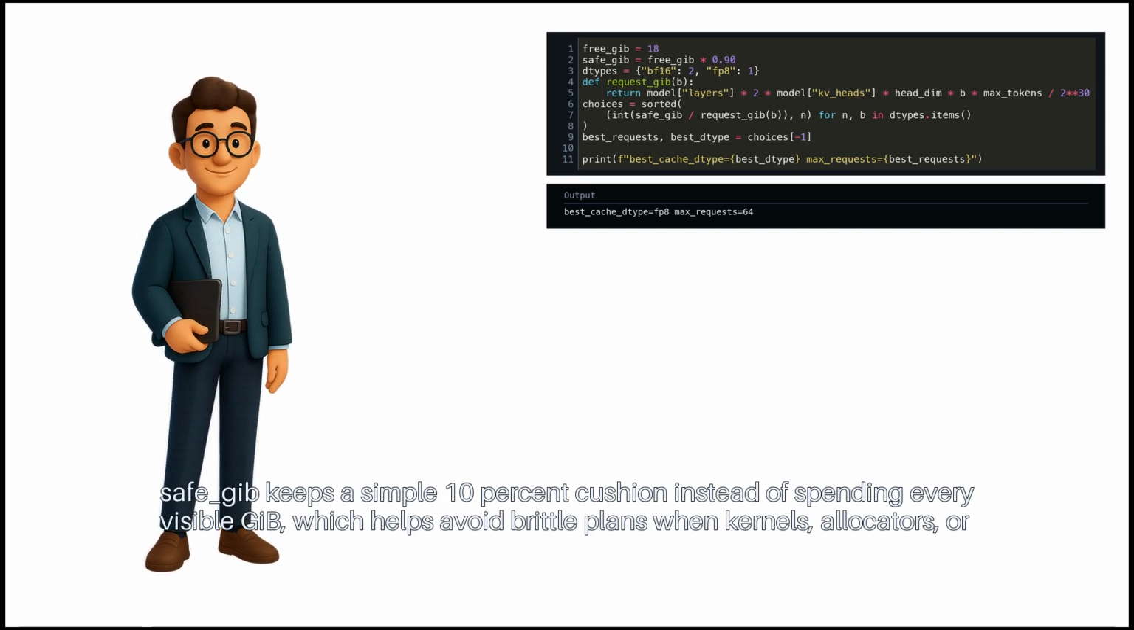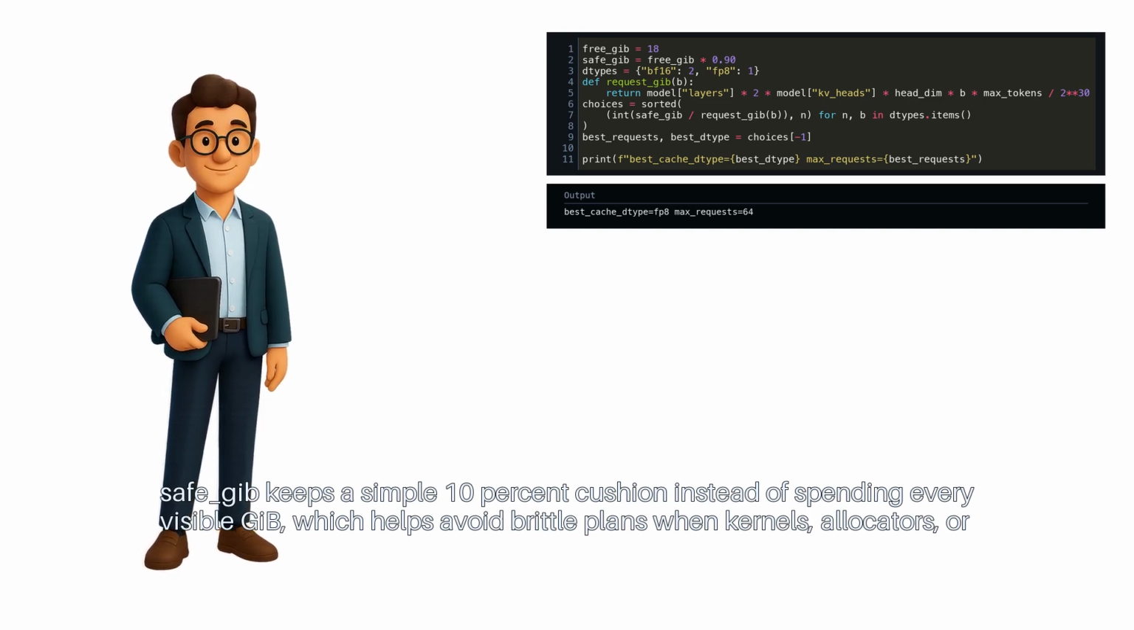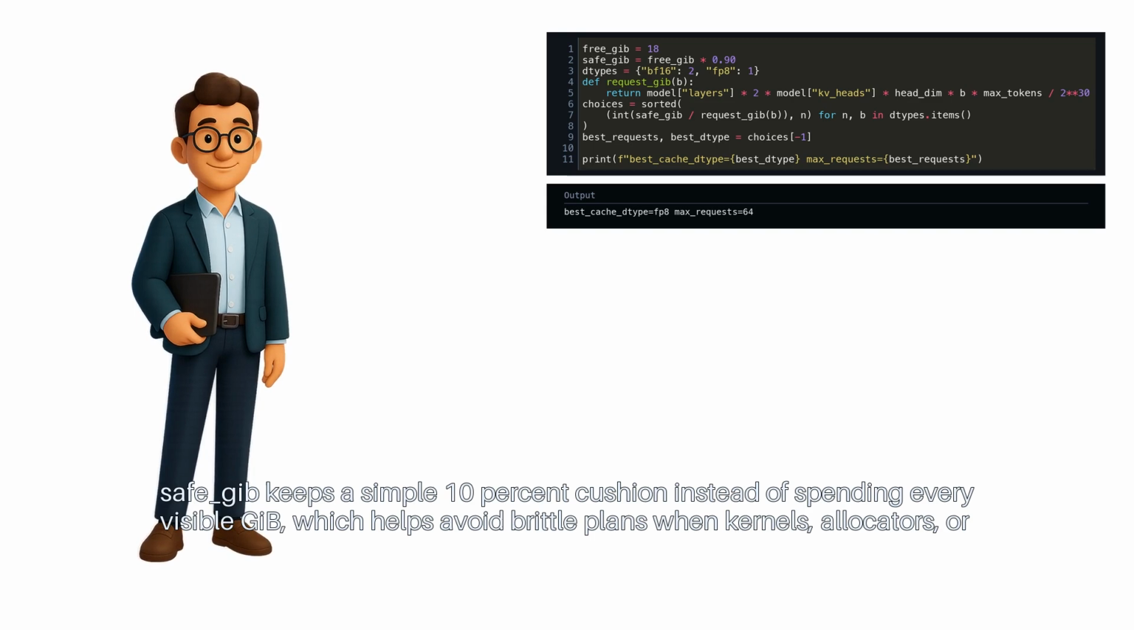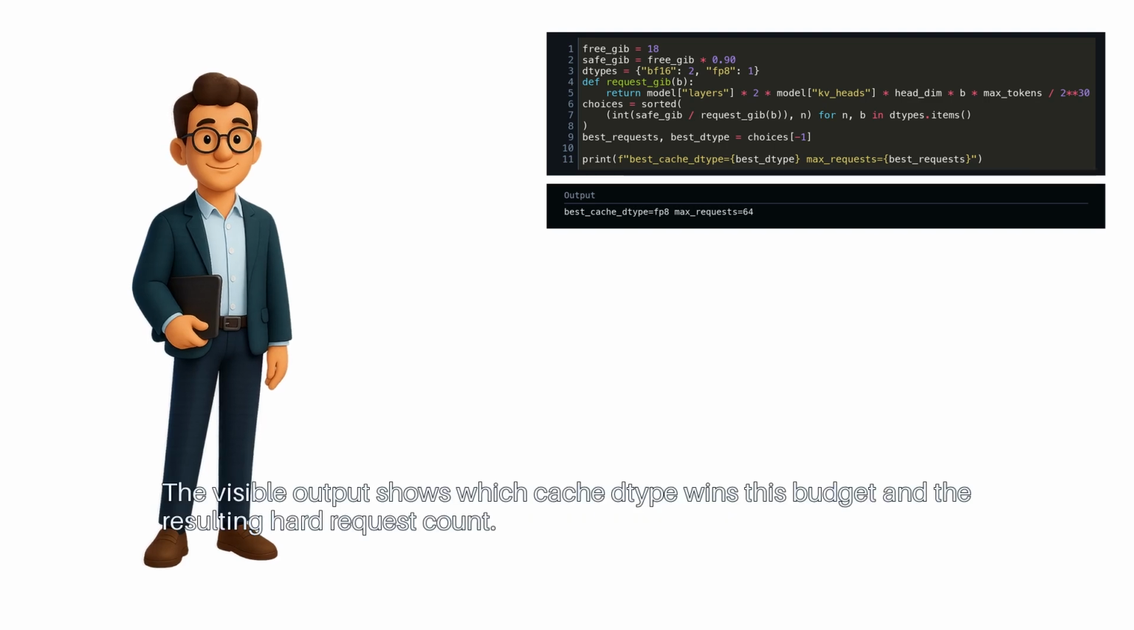Safe GiB keeps a simple 10% cushion instead of spending every visible GiB, which helps avoid brittle plans when kernels, allocators, or monitoring agents need memory too. The visible output shows which cache dtype wins this budget and the resulting hard request count.